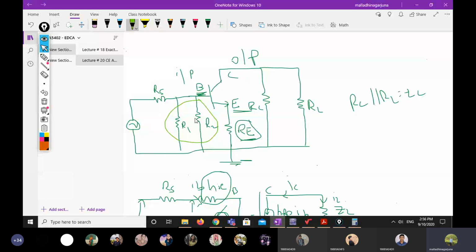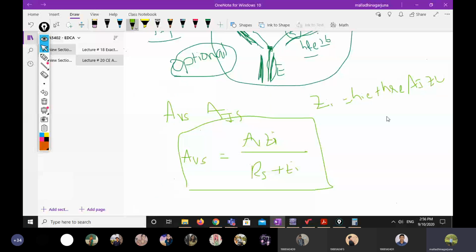But coming to the numerical problems, if they ask you to calculate AVS or AIS, okay, so what is ZI? ZI is equal to, what is the formula? HIE plus HRE into A into ZI. This is the formula. ZI equal to HIE plus HRE into A into ZI. Okay.